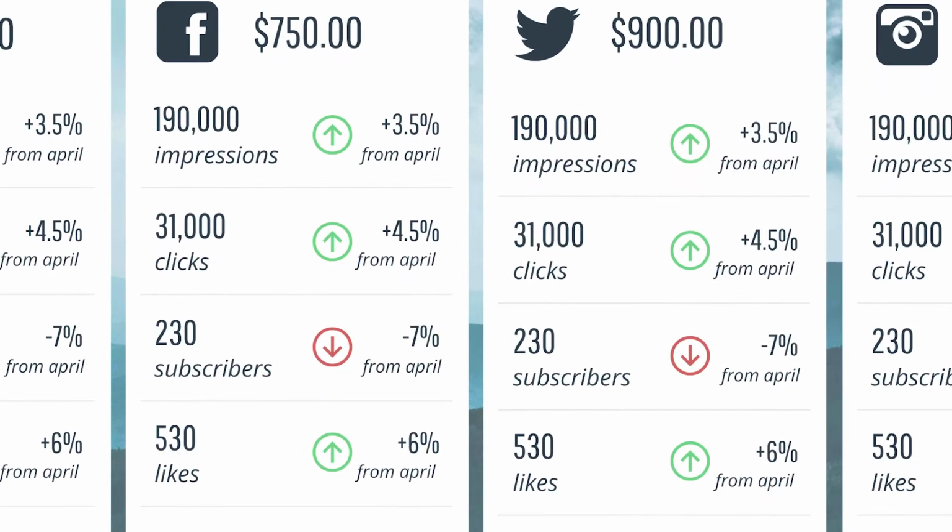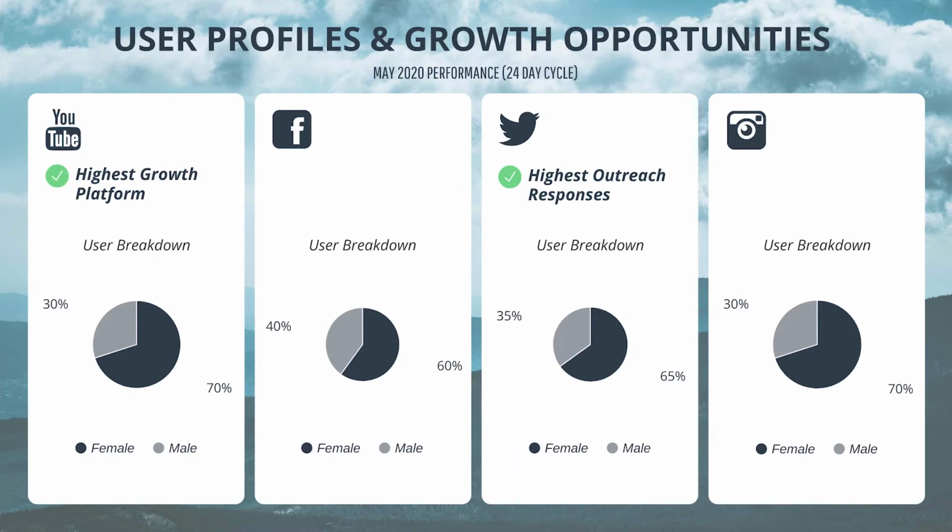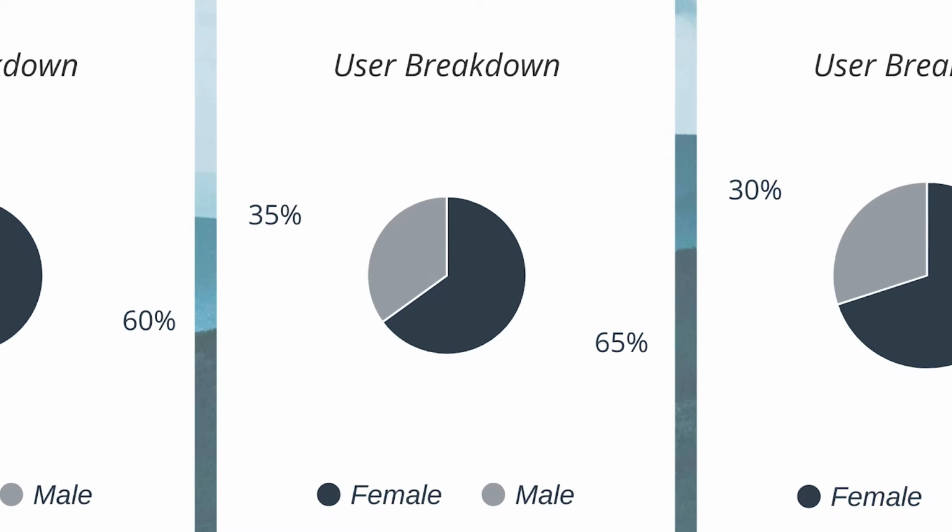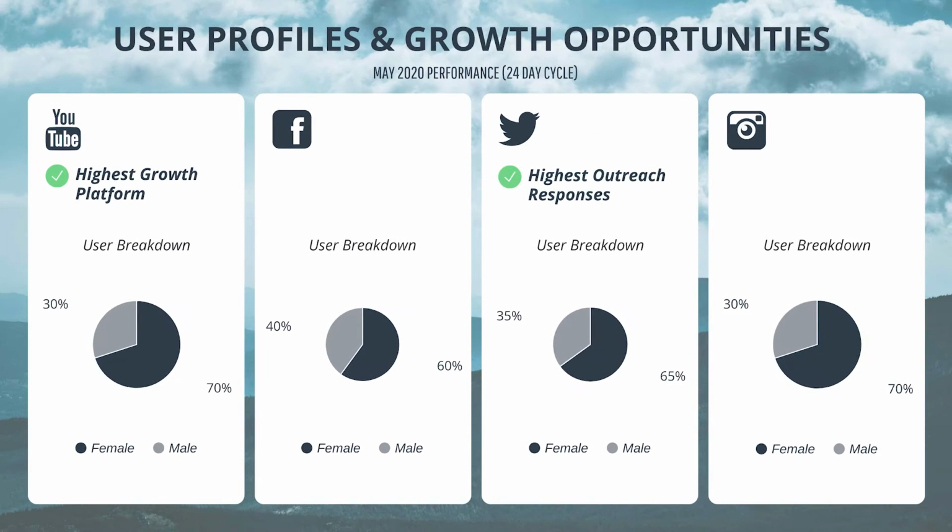The up and down red-green icons quickly let a marketing consultant tell the client if the stat is good or bad. And everything in this social media report template is nicely segmented by channel. Pie charts simply and effectively communicate user breakdowns and growth opportunities. The client will appreciate the clear overview and your attention to progress and growth.